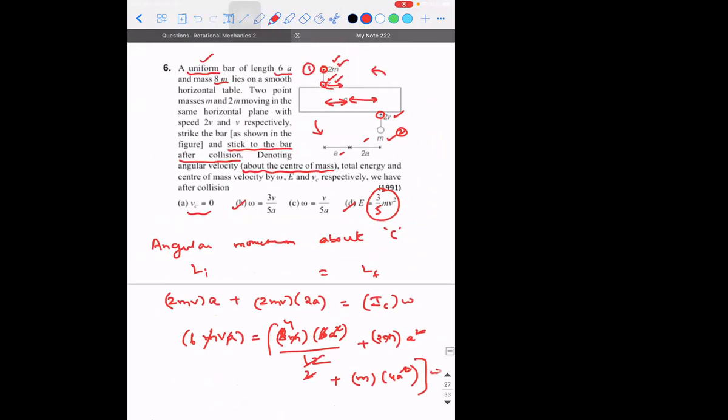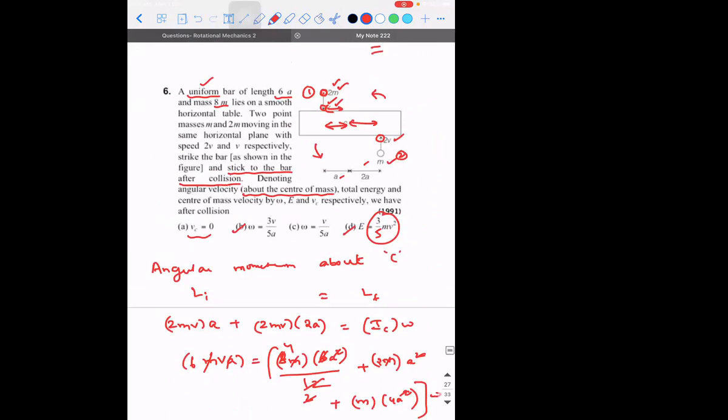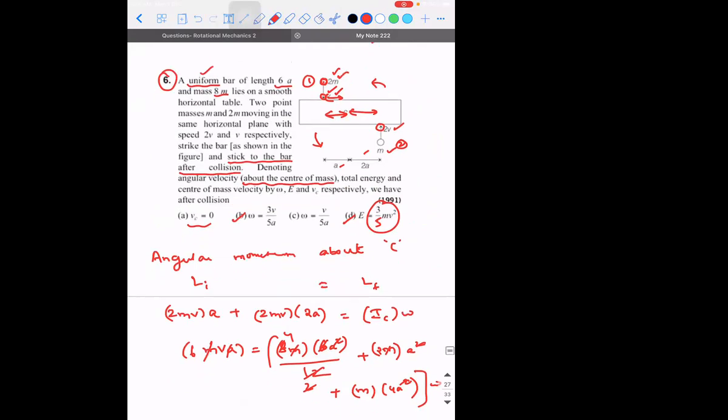Keeping the calculation parts aside, did you understand the concept? If you get this kind of a problem, will you be able to solve it? Yes, sir. That's good.